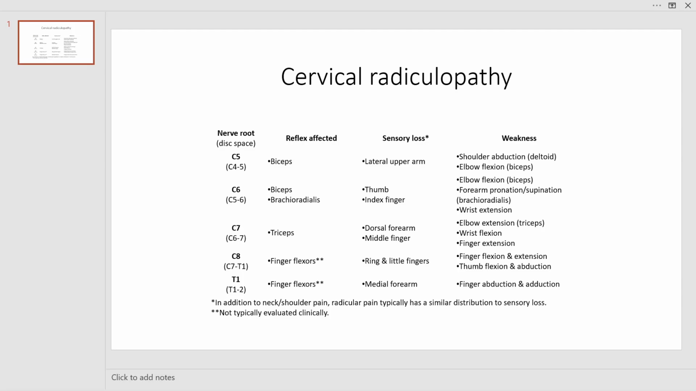And C6. In C6, reflex is biceps and brachioradialis. The sensory loss would be thumb and index finger, and the weakness would be again elbow flexion, which is done by the biceps, forearm pronation supination, and wrist extension.